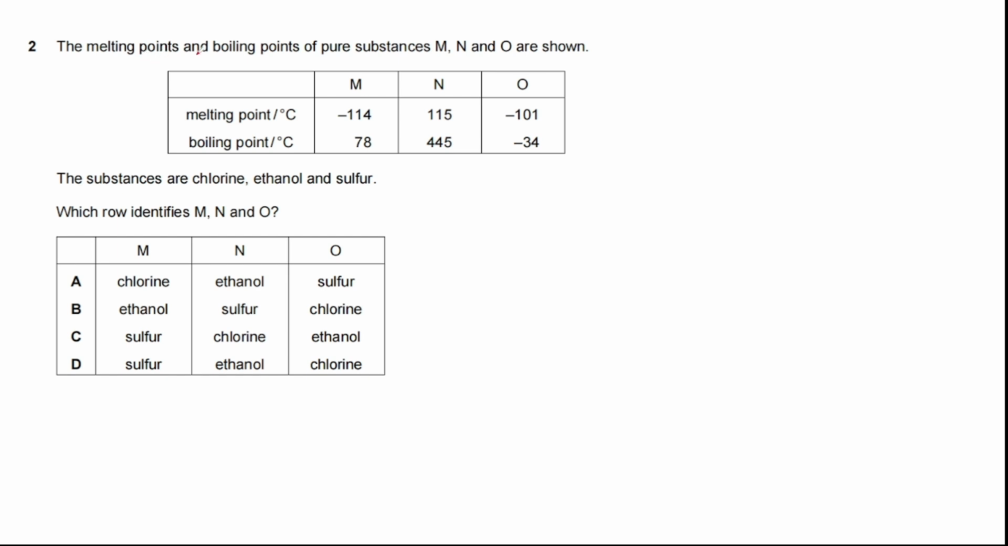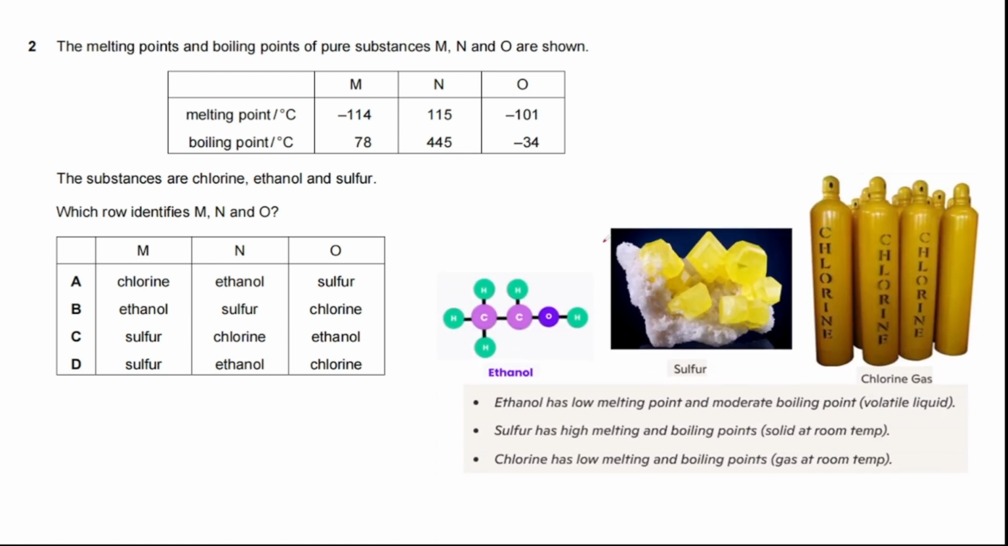Second one: the melting points and the boiling points of pure substances M, N, and O are shown. These are the data. The substances are chlorine, ethanol and sulfur. Which row identifies M, N and O? So here, these are the three materials. Ethanol has a low melting point and a moderate boiling point because it's a volatile liquid. So out of this, the lowest melting point is for M. And sulfur has a high melting point.